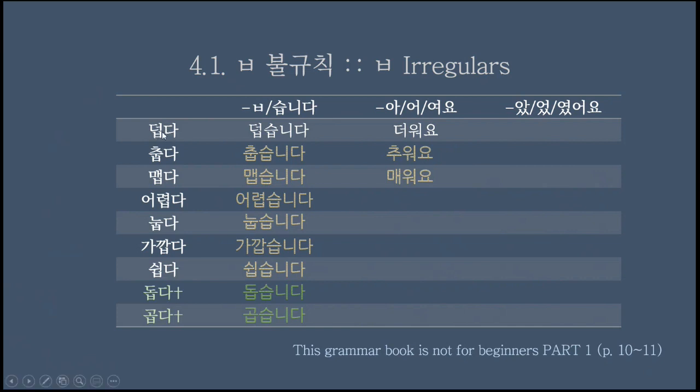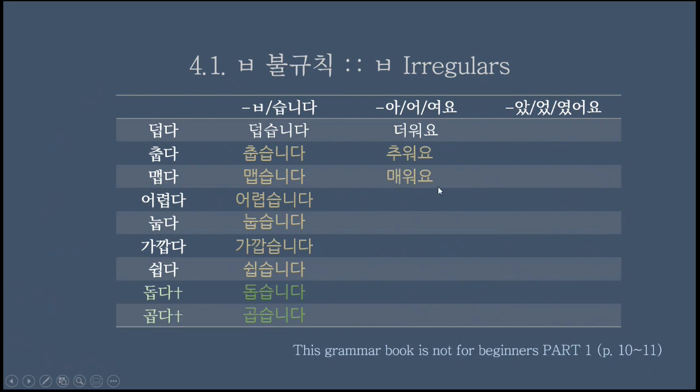This 받침 비읍 drops and this 워 syllable is inserted. Technically, we have to say this 비읍 changes to 우 sound and then conjugated with 어요, so it becomes shortened, so it goes 더워요. However, forget about it. It's just 비읍 drops and 워 is inserted. Okay, so 더워요, 추워요, 매워요.